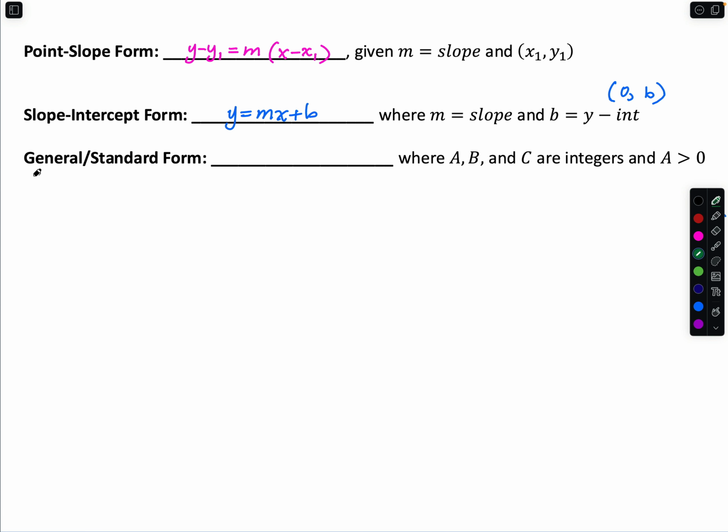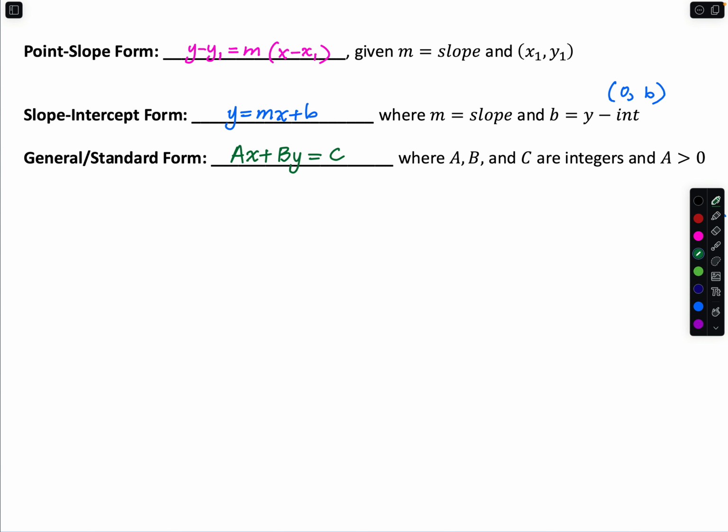And then lastly, general form is what our book calls it, but we typically would refer to it as standard form. Standard form is this here, a times x plus b times y equals c. And there are a couple rules about standard form. First and foremost, a, b, and c must all be integers. So that means they can't be fractions or decimals. Your leading coefficient must be positive, and typically we have the variables on the left and your constant there on the right. And that is general or standard form.